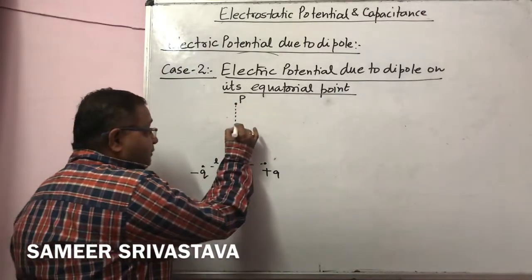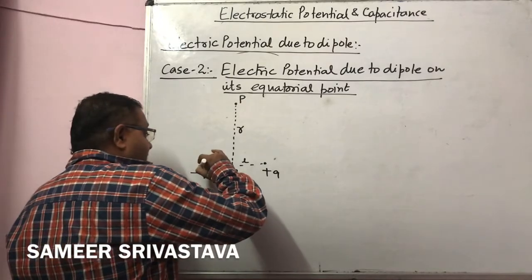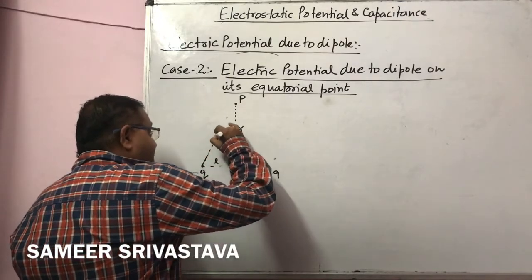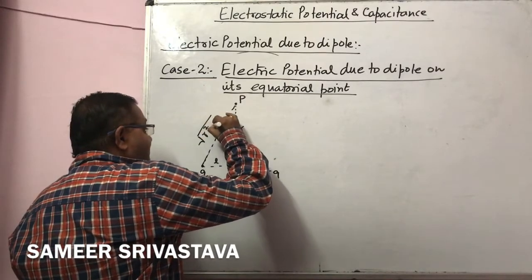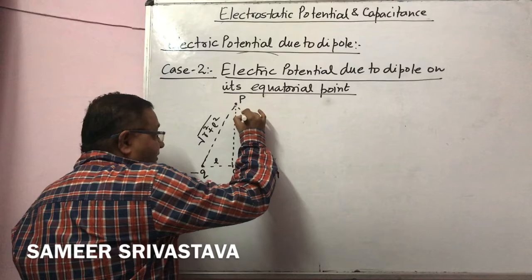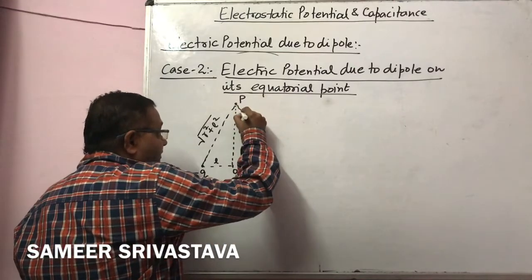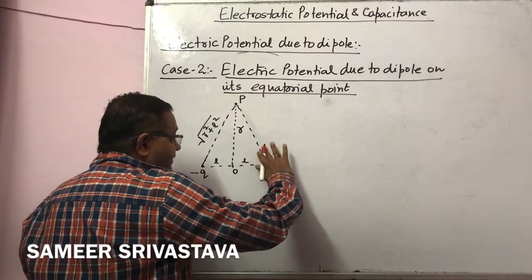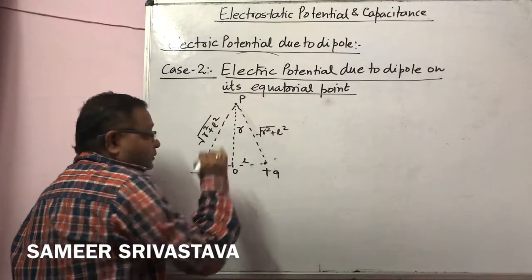Now if we assume this distance to be r, what about that distance? This is under root r square plus l square. And what about this distance? Same, under root r square plus l square. And this distance is also under root r square plus l square.